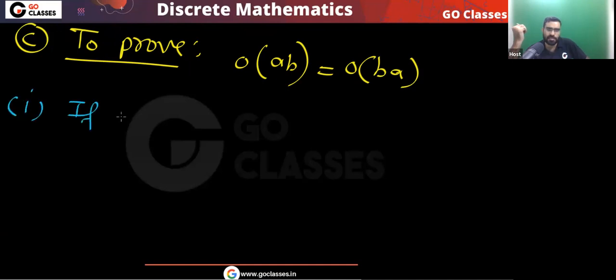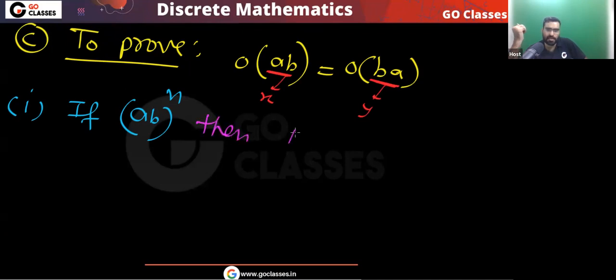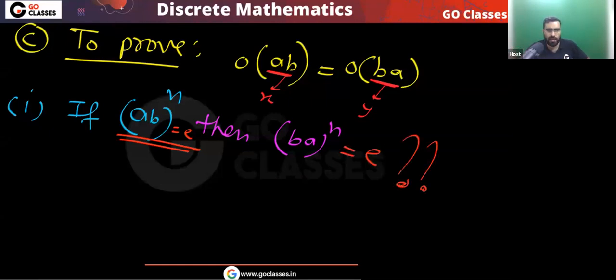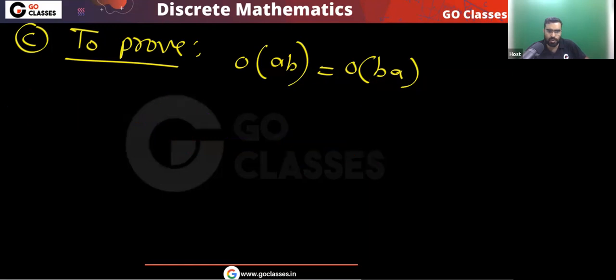Means if (AB) power n. Okay, remember this is your x and this is your y. So I can say, if (AB) power n is E, then can I say that (BA) power n will be E? Okay, let's check this. This is what I'm asking. So let's check, AB power n is equal to E.